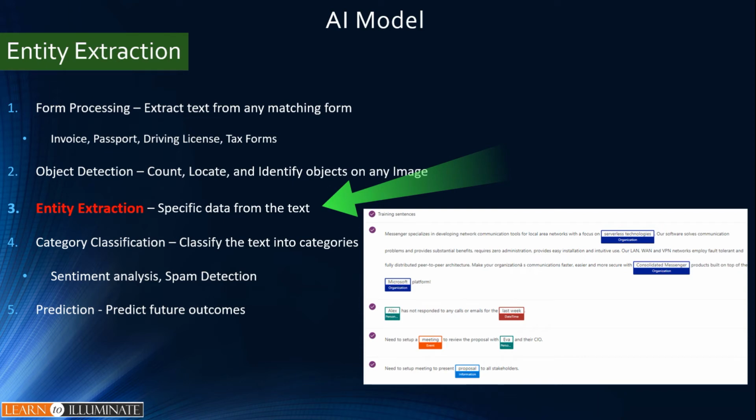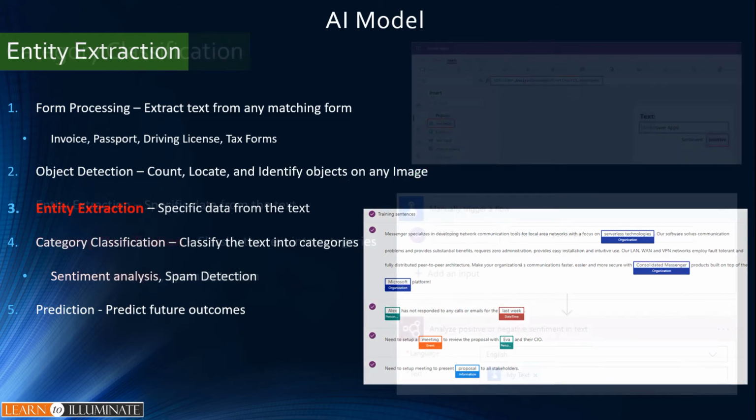The next one is entity extraction. This model recognizes specific data from text based on our business needs. This model helps to transform unstructured data to structured data. For example, when we receive an email, the model extracts the information and stores it as separate metadata.